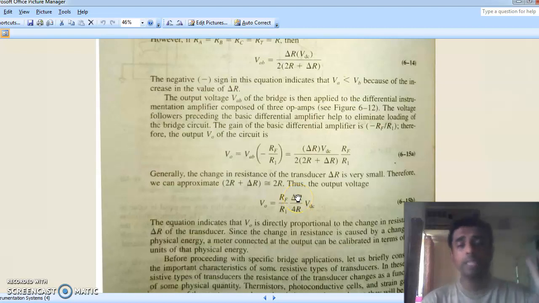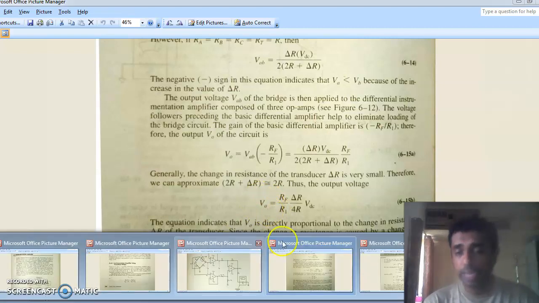So delta R will reflect a voltage in the bridge, and that voltage is not directly given to the indicating instrument. Rather, we have an instrumentation amplifier stage in between, which strengthens the voltage and gives an output voltage V naught to the indicating instrument. And let me take an example.